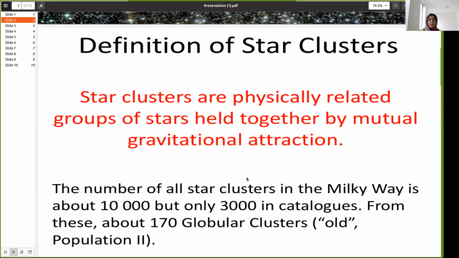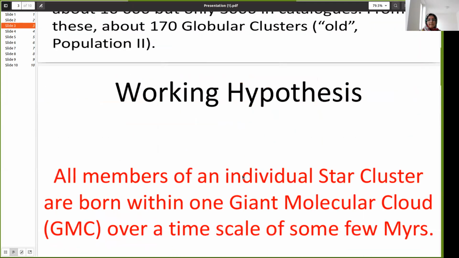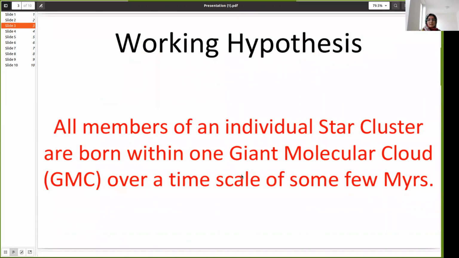Stars in open clusters were born together by mutual gravitational attraction. I told you that all members of star clusters, each star, were born in one giant molecular cloud, which we call by abbreviation GMC, but in a very small age range, a few million years. You know that in astrophysics, a million years is not much. It's something we call low.